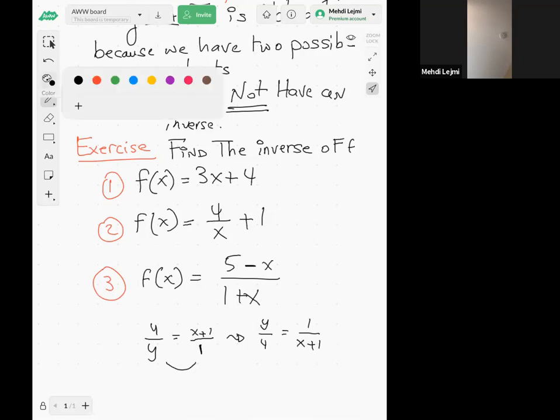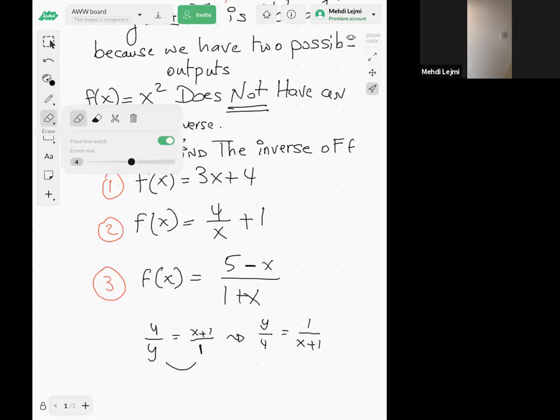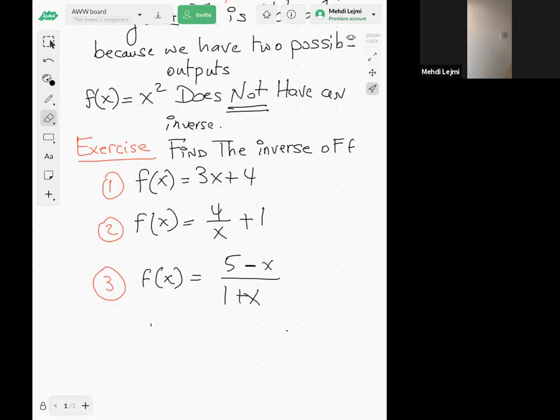It's like when you have 2 over 4, which is equal to half, right? If you flip both fractions, 4 over 2 is equal to 2 over 1, that's 2 equals 2, of course. So if you have an equation with fractions, you can always flip both fractions, and it's still equal.